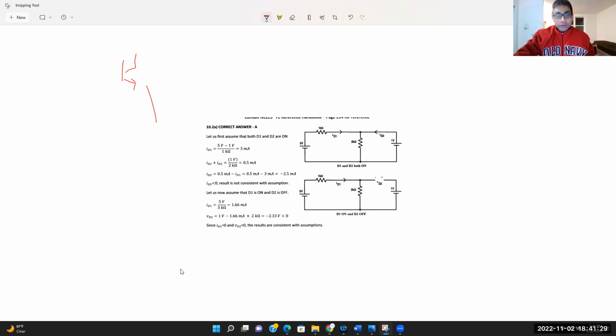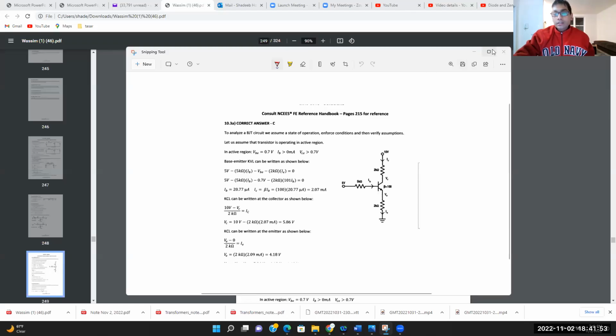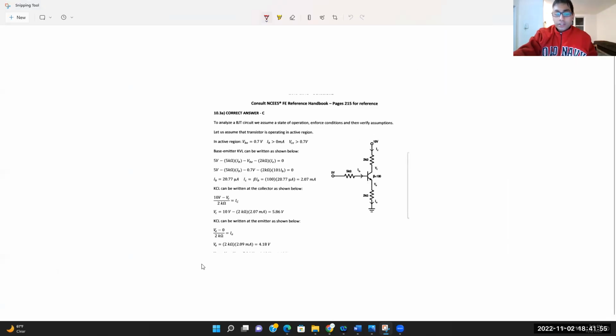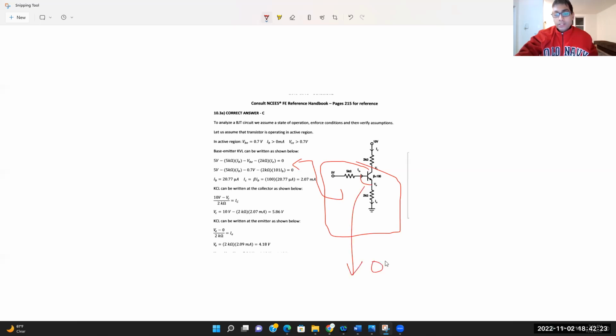Okay, so yes, this is the right solution. This is what we need to focus on. Over here, basically what they did was apply KVL. When you apply KVL on this end, as I said, you need to apply a 0.7 volt drop across this one for it to function.